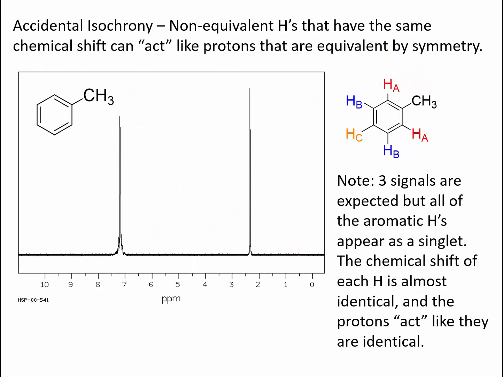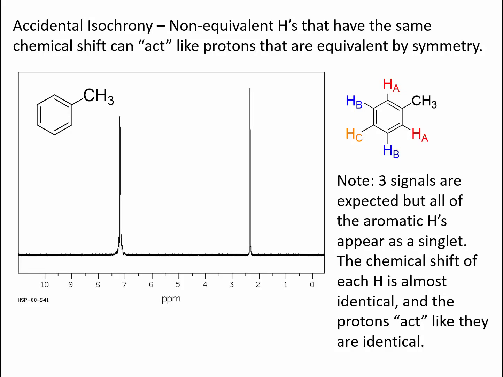Okay, let's look at some other complications. One complication is accidental isochrony. We've already seen this in one of the spectra before. These are non-equivalent hydrogens that just coincidentally happen to have the same chemical shift. They act like protons that are equivalent by symmetry.